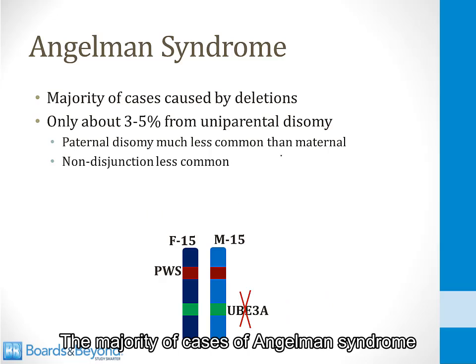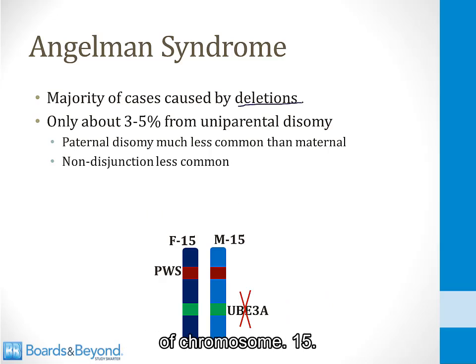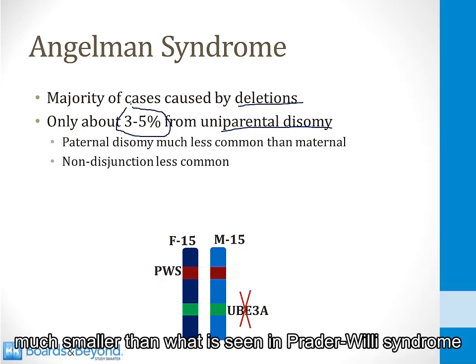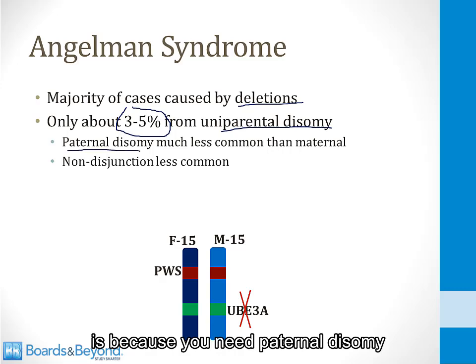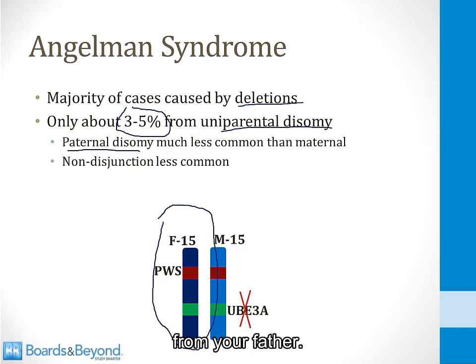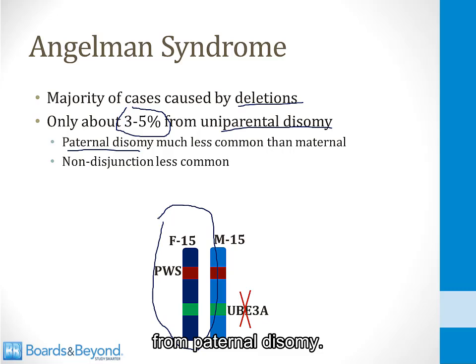The majority of cases of Angelman syndrome are caused by deletions in the maternal copy of chromosome 15. A small percentage of cases are caused by uniparental disomy, and the reason this percentage is so small, much smaller than what is seen in Prader-Willi syndrome, is because you need paternal disomy in order to get Angelman syndrome. In other words, you need to inherit two copies of the gene from your father. Both genes will be inactive, and therefore you will develop Angelman syndrome from paternal disomy.